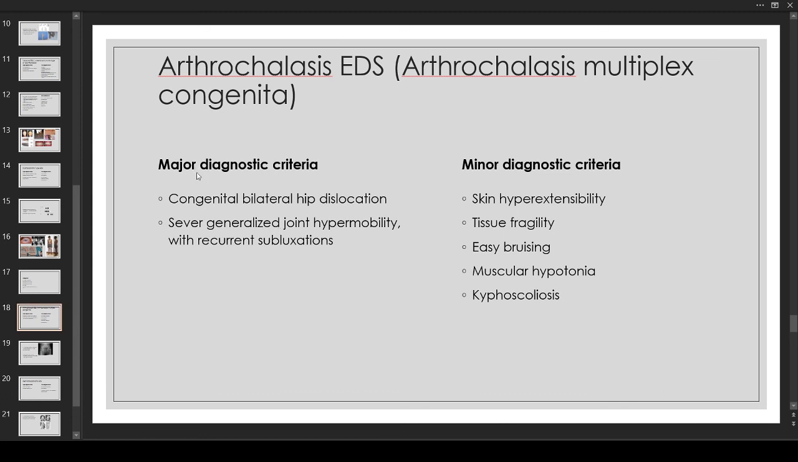As for the criteria, majorly the congenital bilateral hip dislocation, this is a very red flag. It's going to give away this kind of abnormality, and severe generalized joint hypermobility with recurrent subluxations. Subluxations basically means that the joint is going to be lower than it should be. And minorly, it's going to be hyperextensibility, as in it's always going to be there, tissue fragility, easy bruising, muscular hypotonia, and kyphoscoliosis.